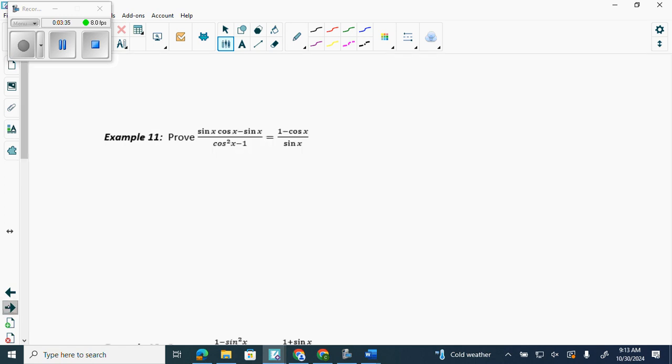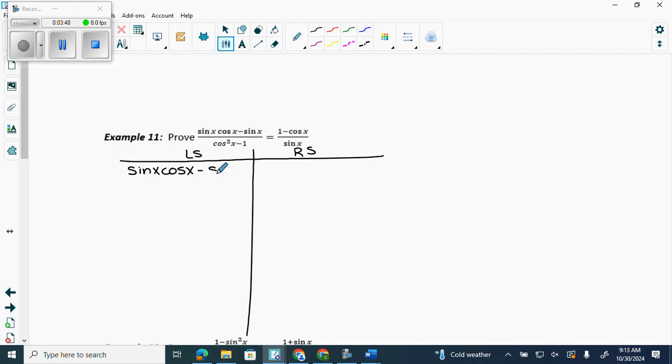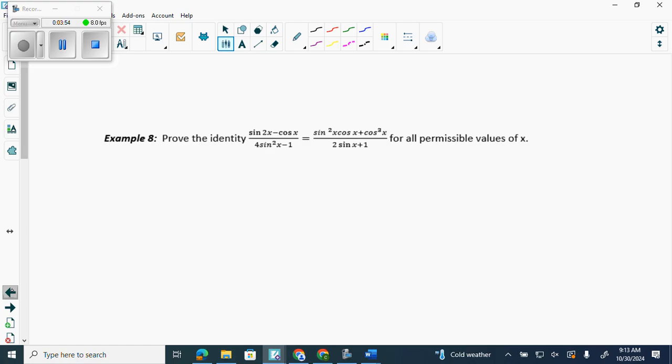So, first thing I have to do, left side, right side, and write them in here. So I get sine x, cos x, minus sine x. Oh, wow, I really went ahead. That's so disappointing. It's a really nice example. Okay, cool. We'll go to one that's not nearly as nice.